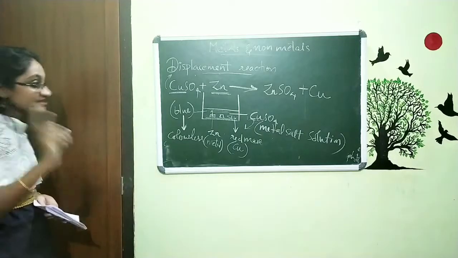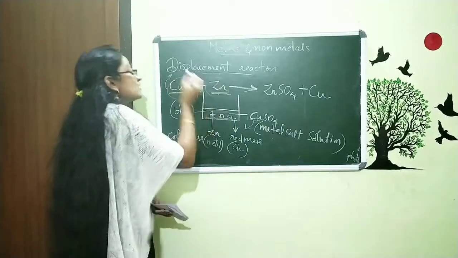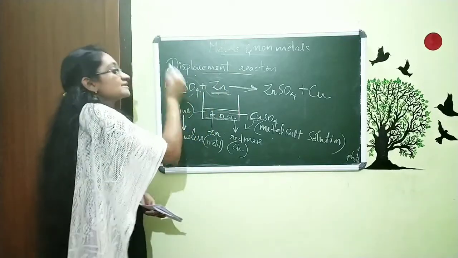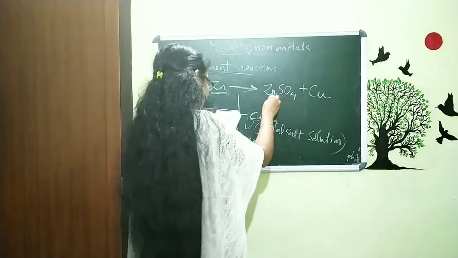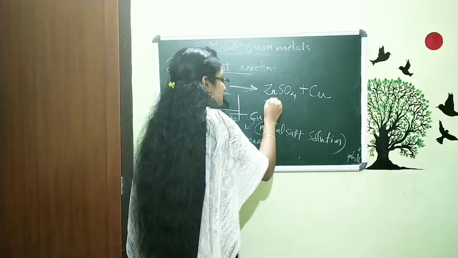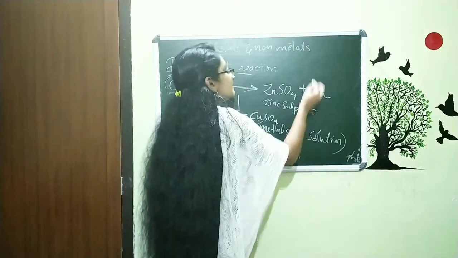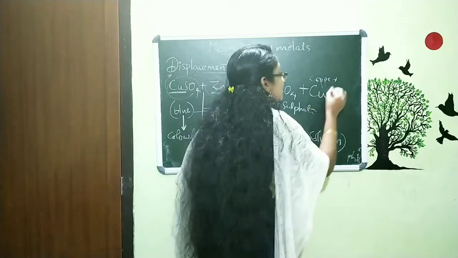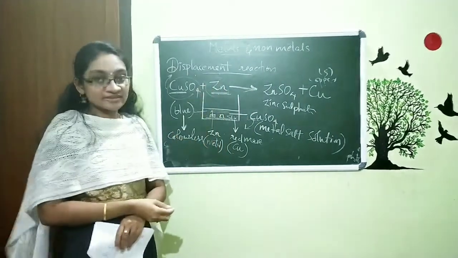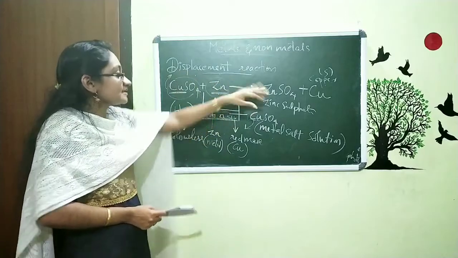The first equation is this, the reaction between the copper sulfate solution and the zinc. When this copper sulfate solution is reacted with zinc, you get the result as ZnSO4. What is this ZnSO4? Zinc sulfate, and copper. Here this copper is in solid state, and the zinc was in solid state. That means they are getting displaced. That's what takes place in this reaction.